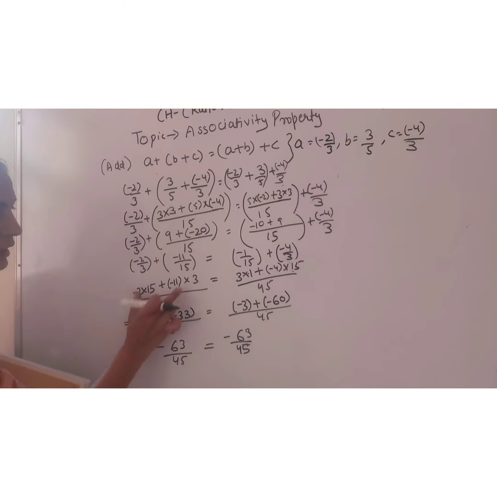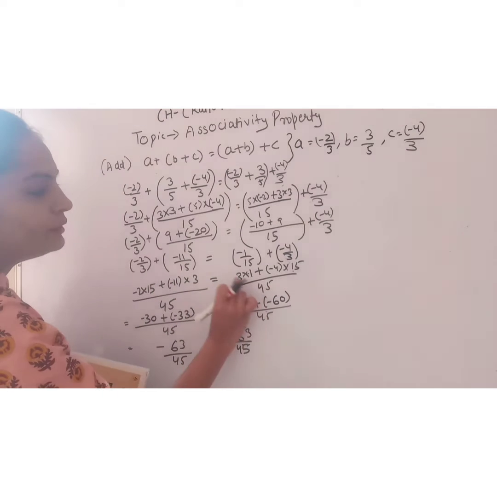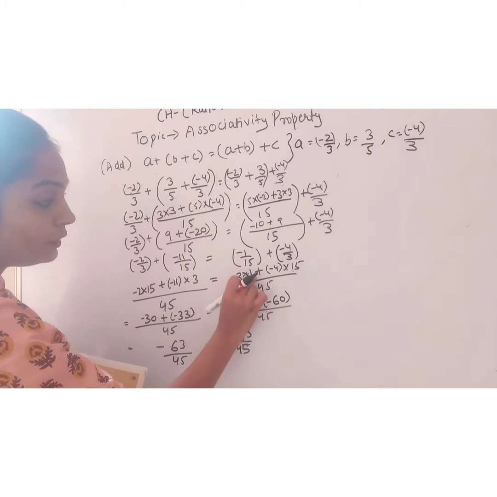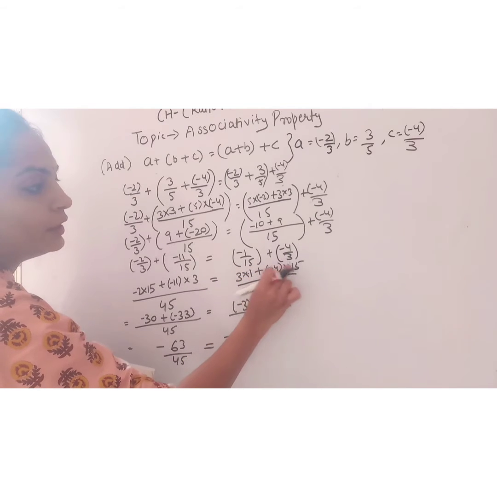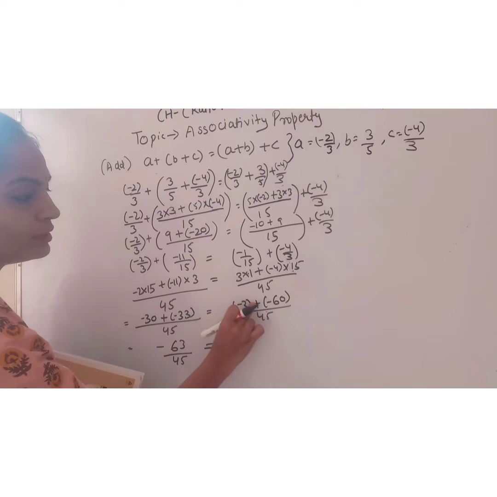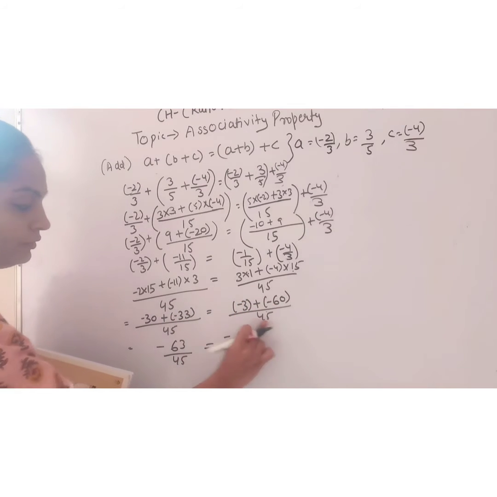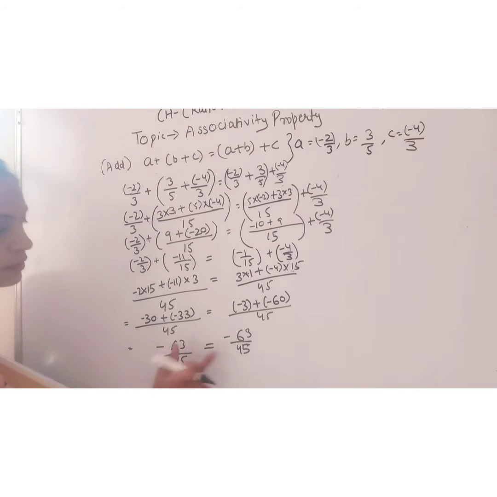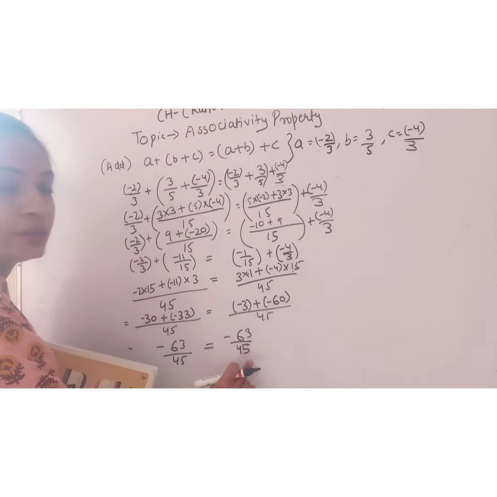After taking LCM, we get 45. Then 2 into 15, plus 11 into minus 3. Now this side, again taking LCM, I am getting 3 into minus 1 plus minus 4 into 15. After solving this, I am getting minus 30 plus minus 33 upon 45, and this side minus 3 plus minus 60 upon 45. And after solving these, both sides, that is LHS and RHS, are equal, that is minus 63 upon 45 and minus 63 upon 45.